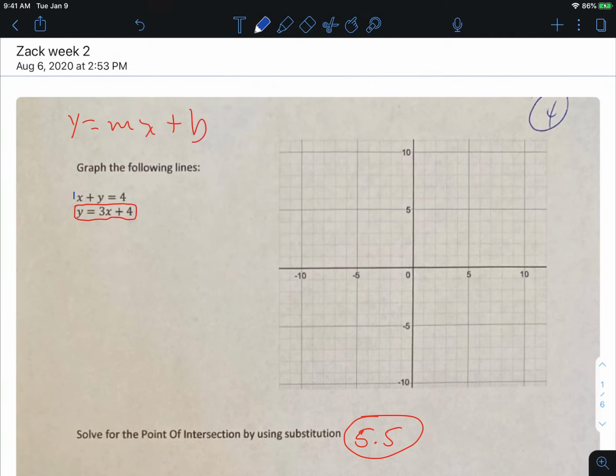Are you colorblind at all? No? Okay. Sometimes this happens where kids are colorblind and I'm drawing stuff and they can't even see it coming up.